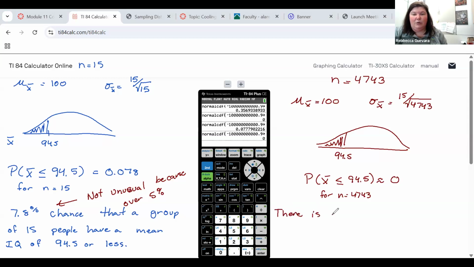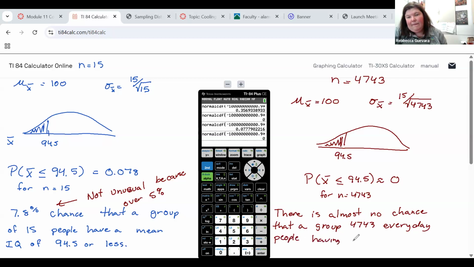So there is almost no chance in a group of 4,743 average people, everyday people, having a mean IQ under 94.5.